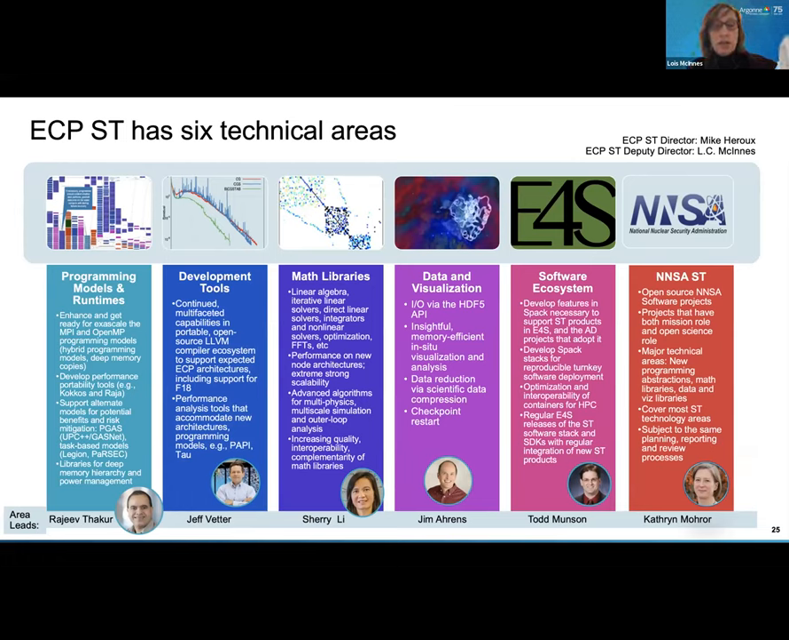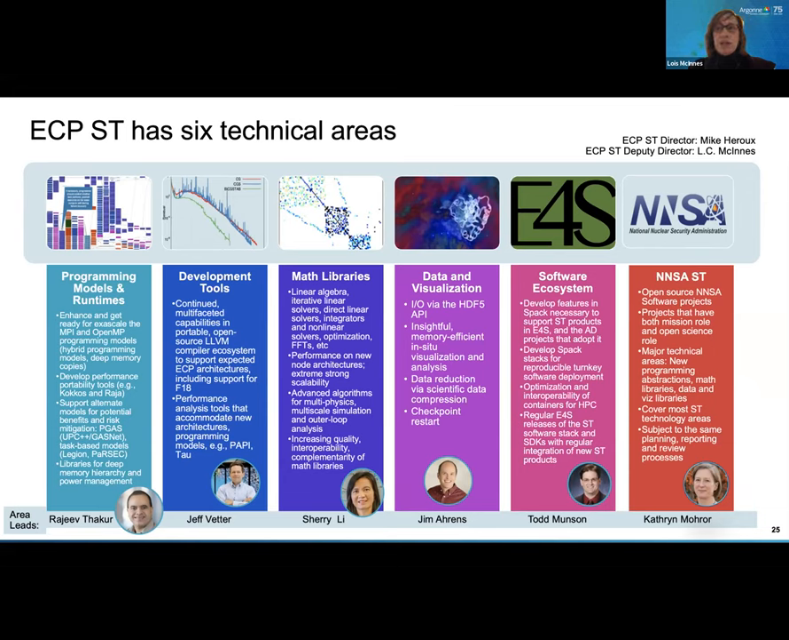Our software technology teams are working across six areas, as shown on this slide. And these six areas are led by six really outstanding people. It's such a privilege to work with the leads of our project, as well as with the teams themselves.